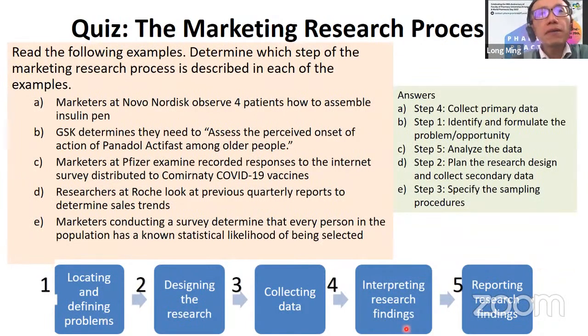This is somewhat slightly different, but ignore the step, it doesn't match, just look at the answers. The first one, the marketer at Novartis, should be a Danish company, observes patients assembling an insulin pen. So they are doing field work to see how user-friendly their insulin pen is. They're collecting primary data, isn't it? This is an observational study.